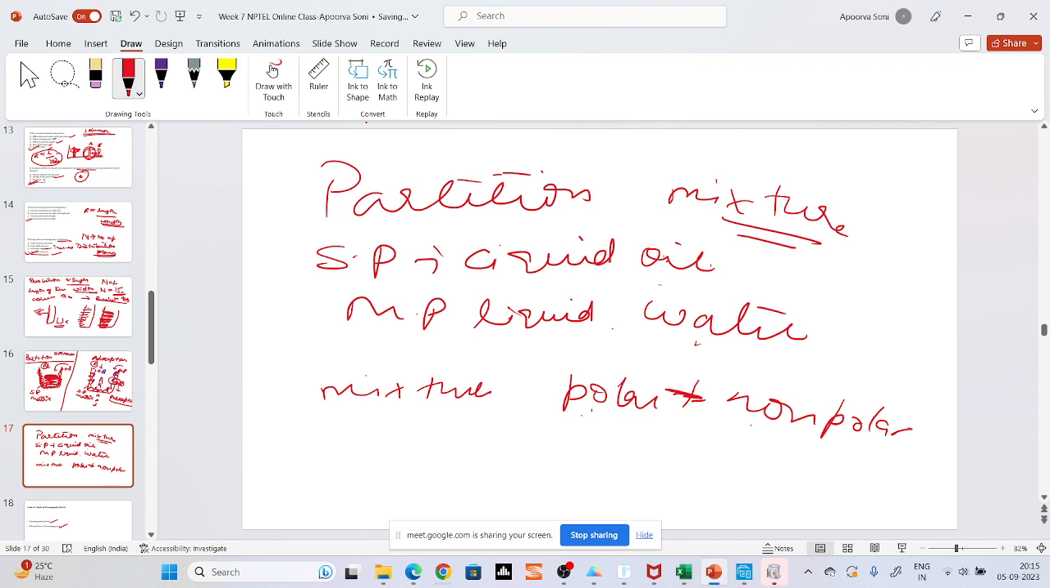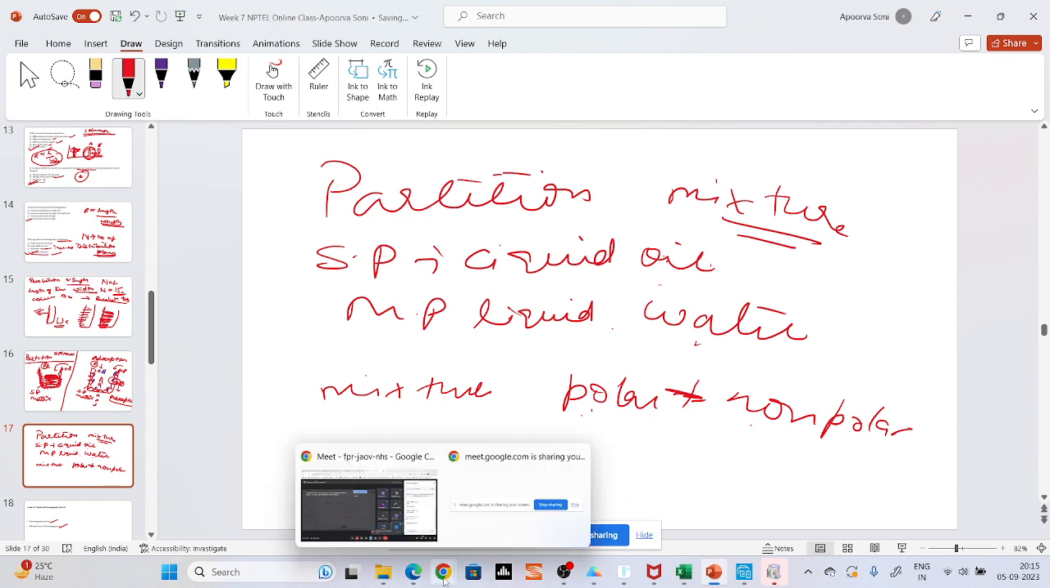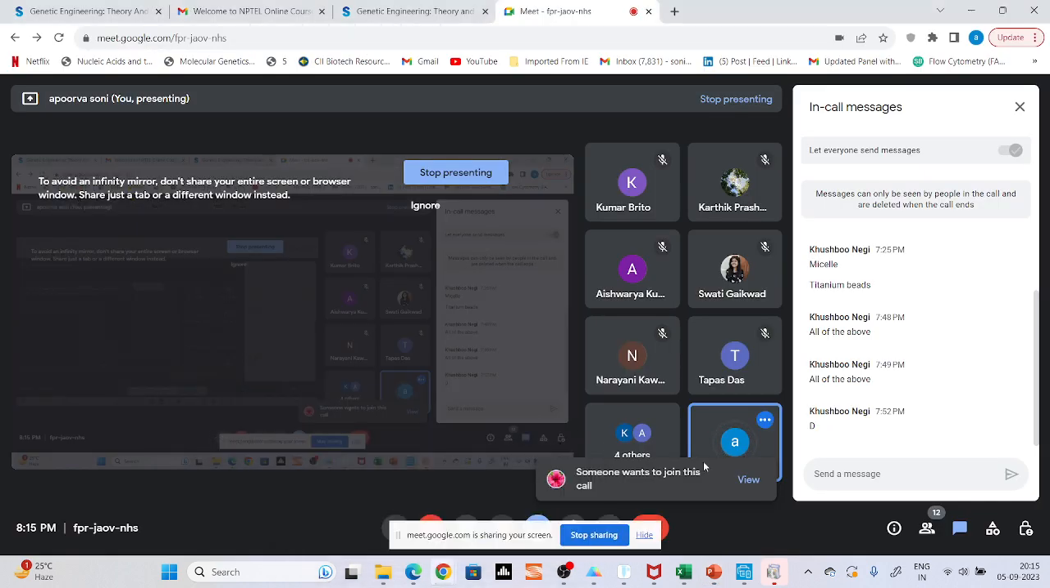So in short, this is how you can differentiate between partition chromatography and adsorption chromatography. In partition chromatography, your stationary phase is also liquid, whereas in adsorption chromatography, your stationary phase is not liquid, it is a matrix. Is it clear?